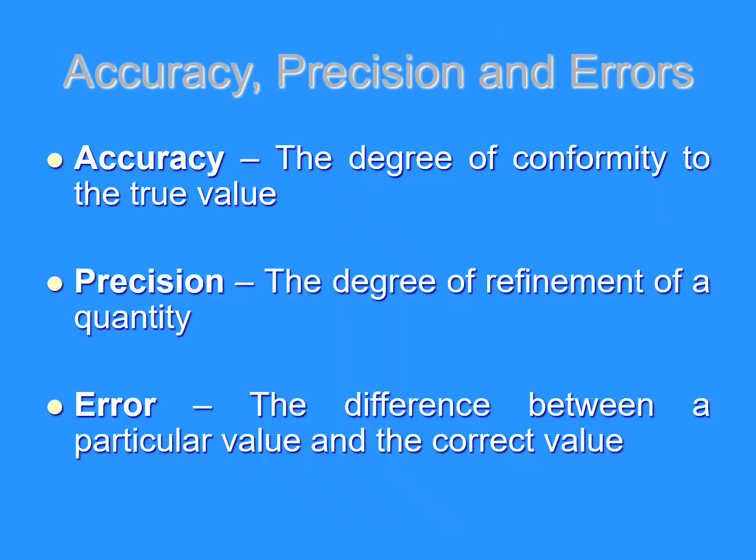Accuracy, precision, and errors. Accuracy, the degree of conformity to the true value. Precision, the degree of refinement of a quantity. Error, the difference between a particular value and the correct value.